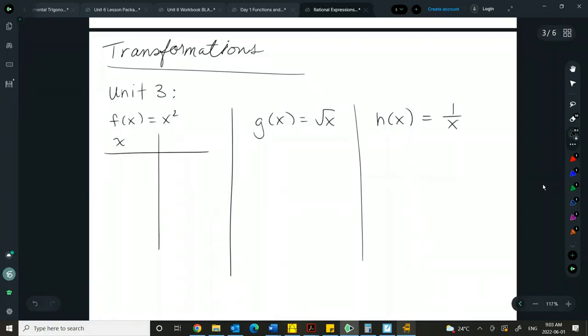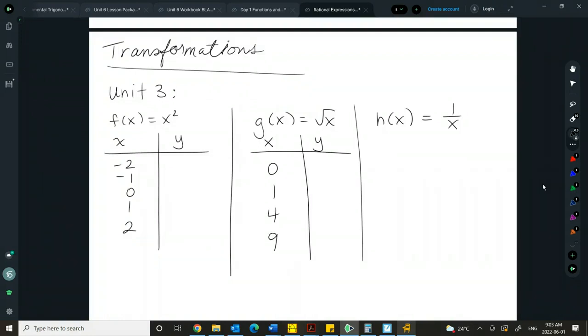So, does anyone remember some good x's that we can use for the quadratic function? Chris? Okay, -2 to +2. That gives you the right side of the parabola and the left side of the parabola so that you have that U shape. Okay, what about a square root function? What would be good things to choose if I'm going to square root them? Sia? 0. Perfect. Perfect squares. So when I square root them, I'll get whole numbers.